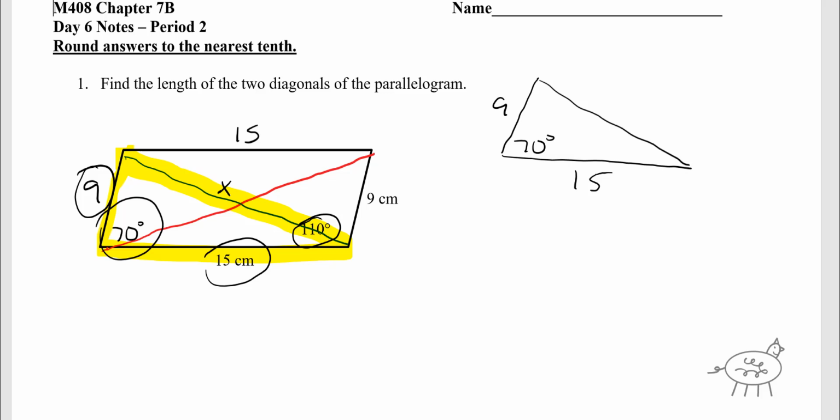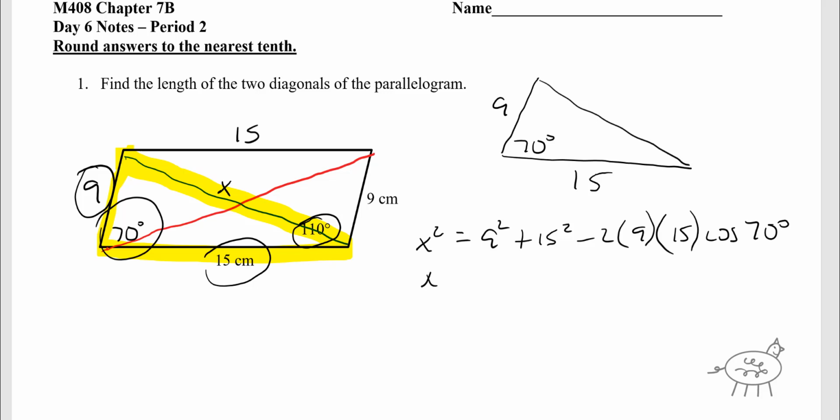It's pretty easy. So we're just going to do x squared equals 9 squared plus 15 squared minus 2 times 9 times 15 times cosine of 70 degrees. Don't forget, law of cosines, use cosine. If you do your calculation in your calculator correctly, just type it all in your calculator. That's all you need to do. And you get x squared equals 213.7. So we take the square root, x comes out to be 14.6, because we're rounding to the nearest tenth. So it's centimeters.